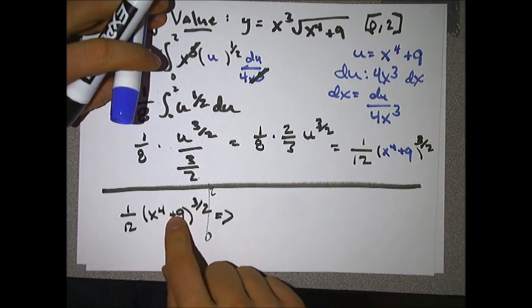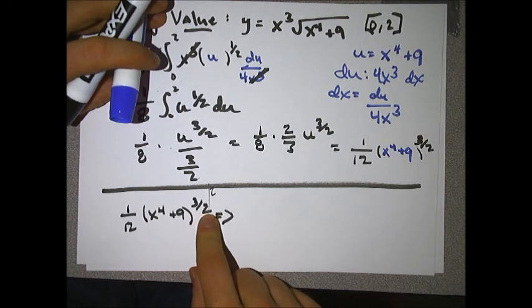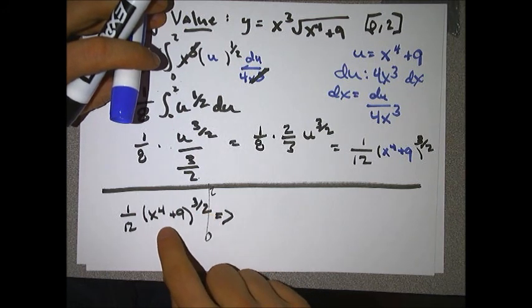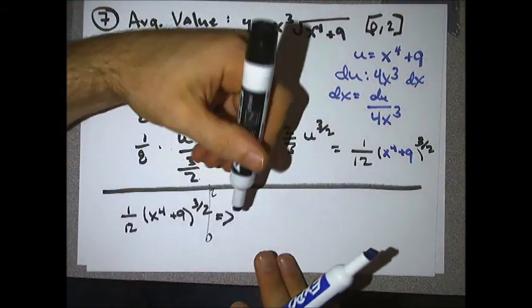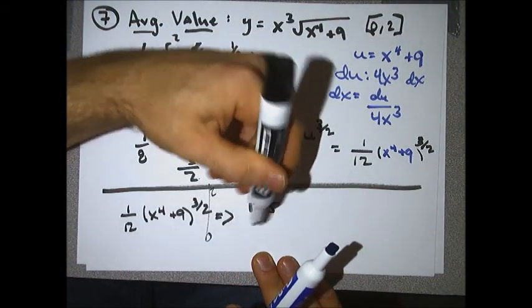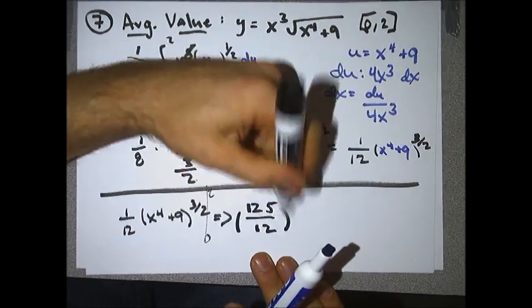So again, we have 25. Always do the root first if you're doing it in your head. So the square root of 25 is 5. 5 to the 3rd is 125. So this is 125 over 12.